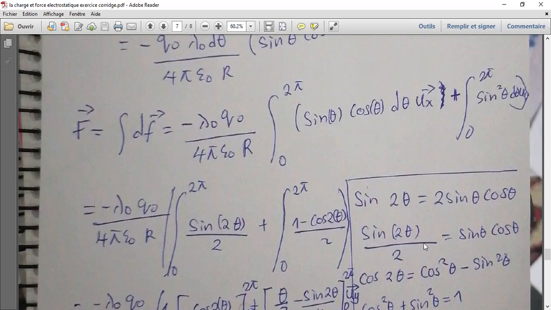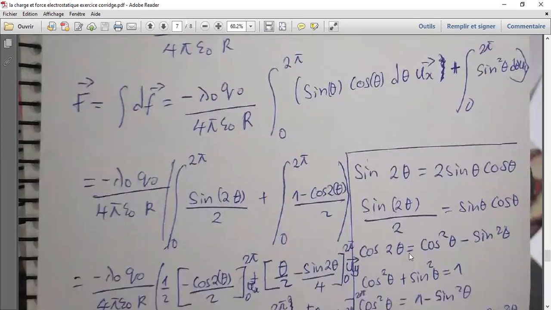And since here you only have sin theta cos theta, you divide by 2, so you have sin theta cos theta is equal to sin 2 theta divided by 2. That's what you have seen here, sin theta cos theta d theta. I've just replaced it by sin 2 theta divided by 2. Plus, you also have to know that there's cos 2 theta. What is cos 2 theta equal to? This one also you just have to know by heart.